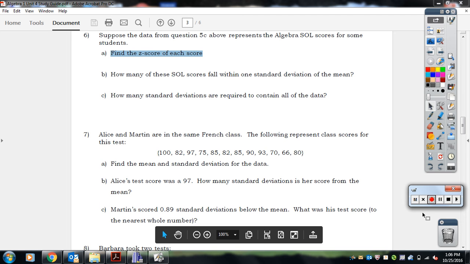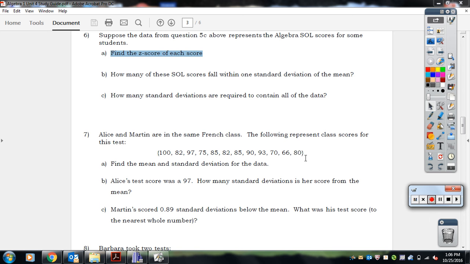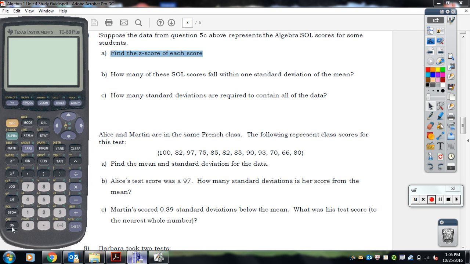Question number 7 talks about Alice and Martin in the same French class. The following represents the class scores for the test. Find the average and standard deviation. Well, I'm going to find the average and standard deviation by plugging into my calculator because it's a little bit more efficient. So I'm going to hit Stat, Edit. I'm not going to hit Delete. I'm going to go up to the top and hit Clear. I'm going to hit Clear, and that'll clear it out.